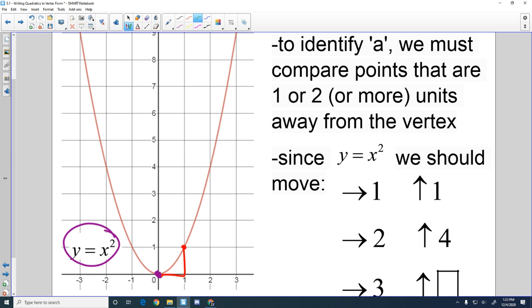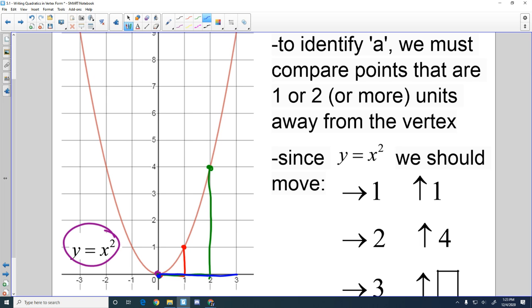Now, following that pattern, if I start at the vertex again and I go right 2 units, well, what's 2 squared? 4. So my y value would be that horizontal distance squared. So I'd go up 1, 2, 3, 4. Okay, what if I go right 3 units?